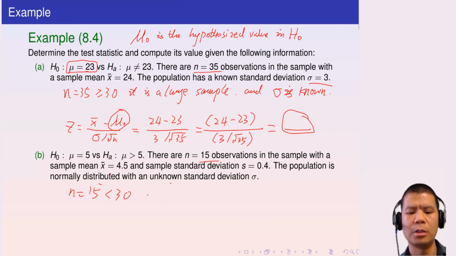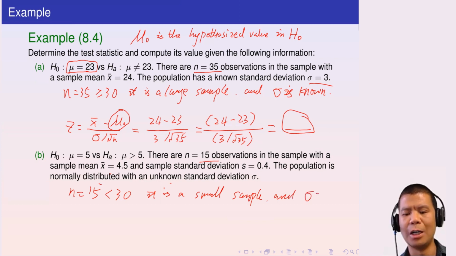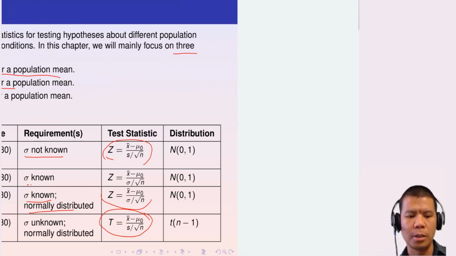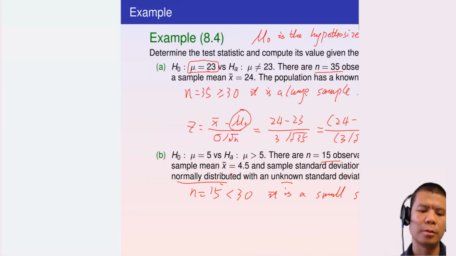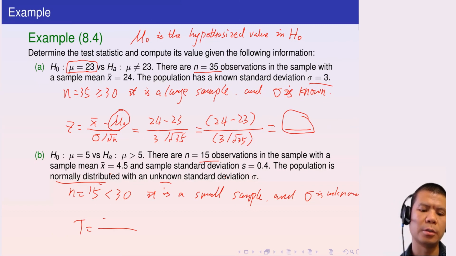So it is a small sample. And sigma is unknown, right? So we do not know the value for sigma. And we know it's normally distributed. So then this is a small sample, sigma unknown, normally distributed, okay, it's t, right? So t equals x bar minus mu 0 over s over square root of n.